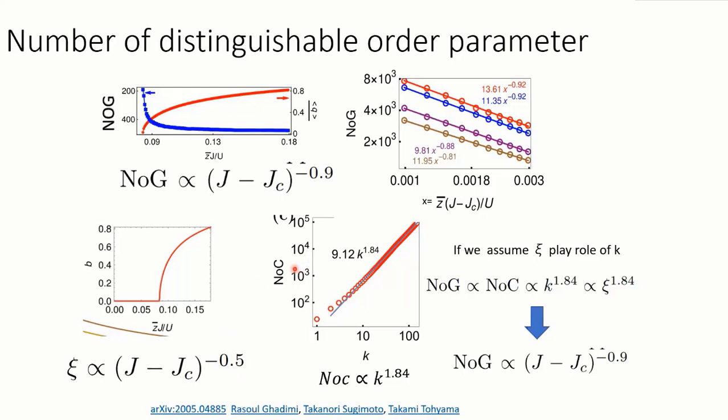So I want to know, is there any relation between the number of classes that we previously obtained in vertex classification and the number of gaps which I find in the Bose-Hubbard model? I can suggest that NOG, number of gaps, means the number of different vertices, which was the number of classes. They are proportional to each other, and we saw before that the number of classes is also proportional to K to the power of some number, which we previously obtained as 1.84.